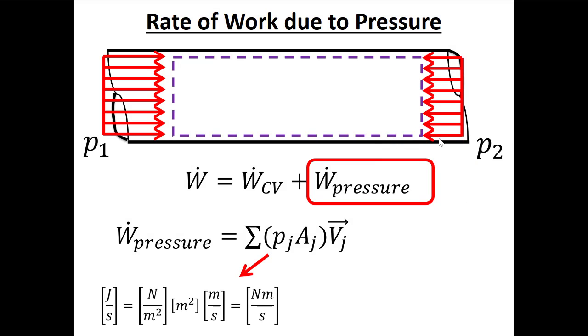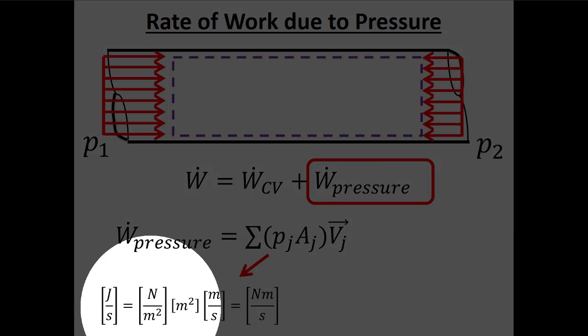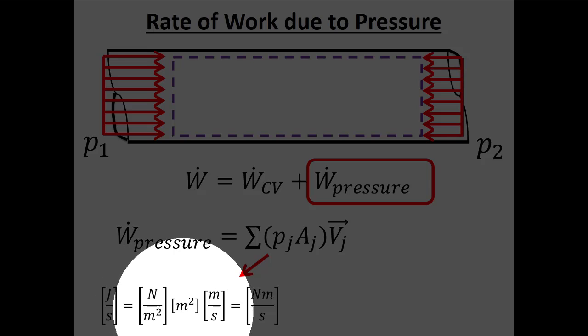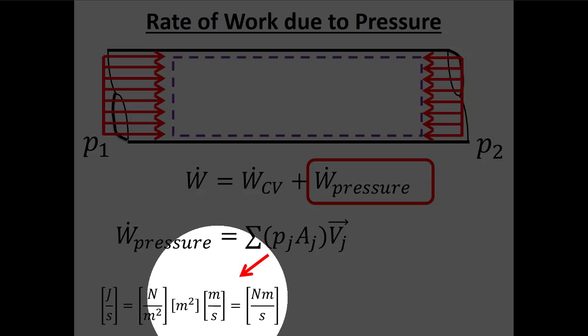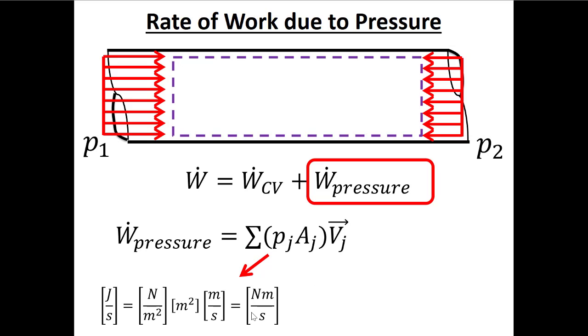So again, we might be skeptical of this, but we can check the units, right? So we have a pressure, which is newtons per meter squared, times an area, that's meters squared. So that's going to cancel out. So I have newtons times velocity, which is meters per second, right? So newton meters per second, that's joules per second, and joules per second is watts. Watts is power, right? So this is a rate of energy over time. So that's good, right?